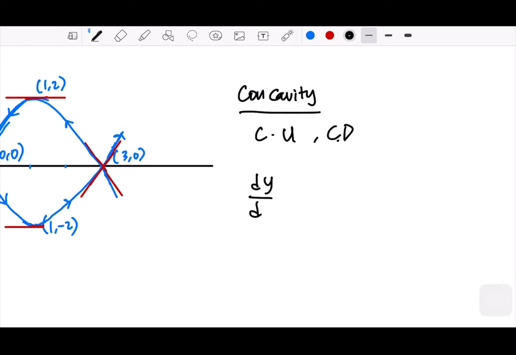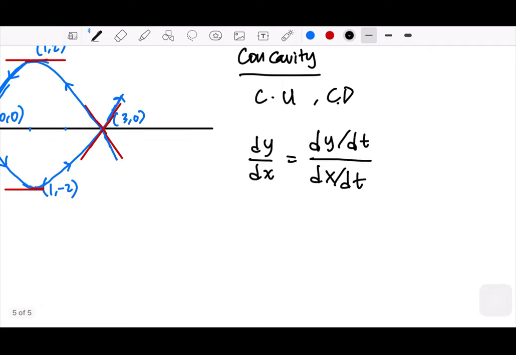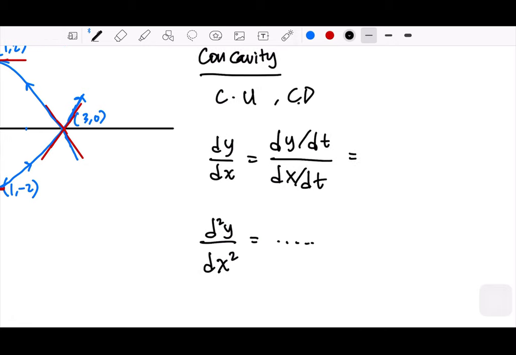If dy dx is dy over dt over dx over dt, what will be the second derivative? Okay, for example, in our question here, this is equal to 3t squared minus 3 divided by 2t. What will be the second derivative? Sometimes students make mistakes. If you write down, probably this will be 6t over 2. Is it? No? Okay, so careful.